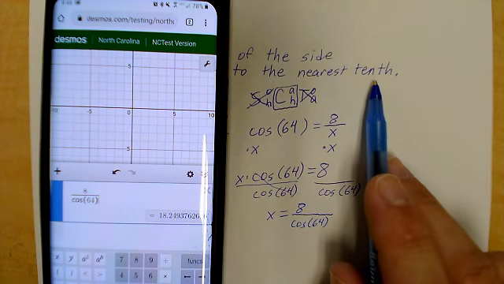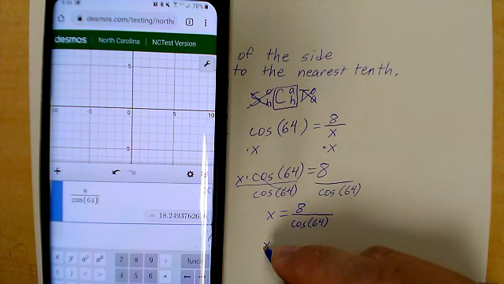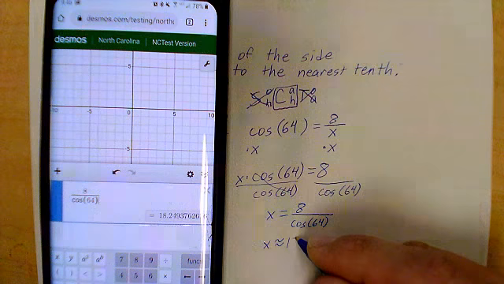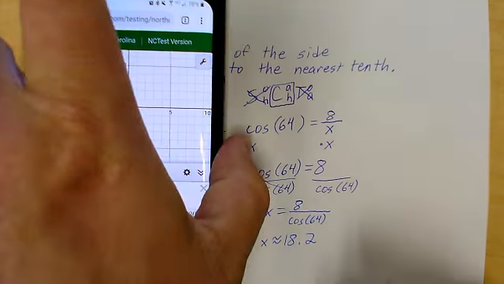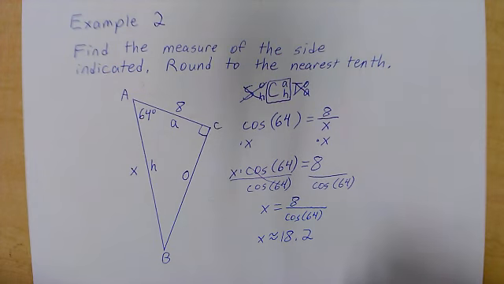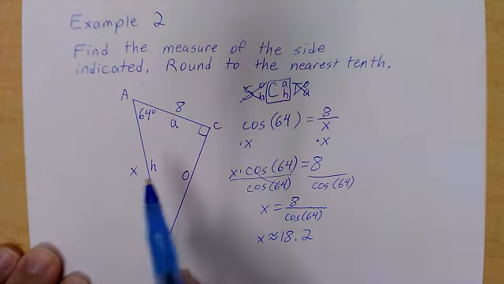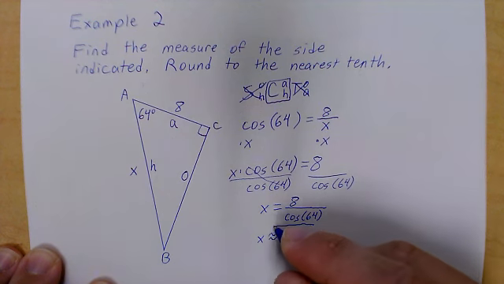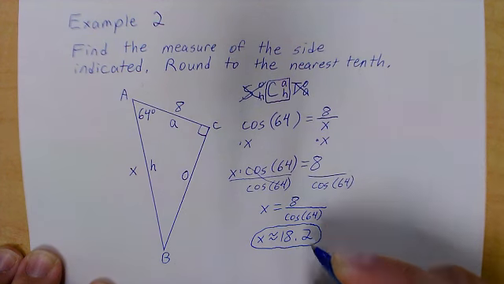I was supposed to round to the nearest tenth, the problem said. So x is approximately 18.2 units. I look in context of the problem, and that seems pretty reasonable. It does need to be longer than 8. So this is my final answer.